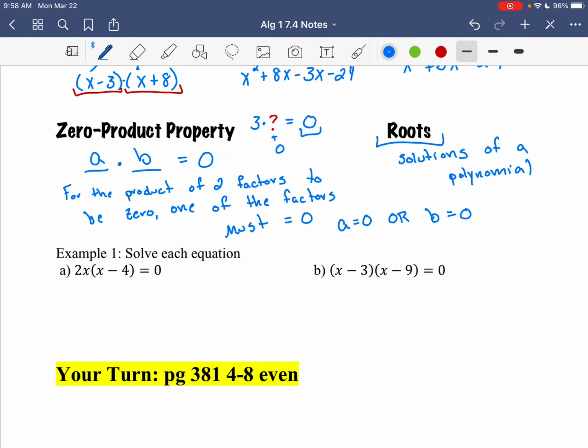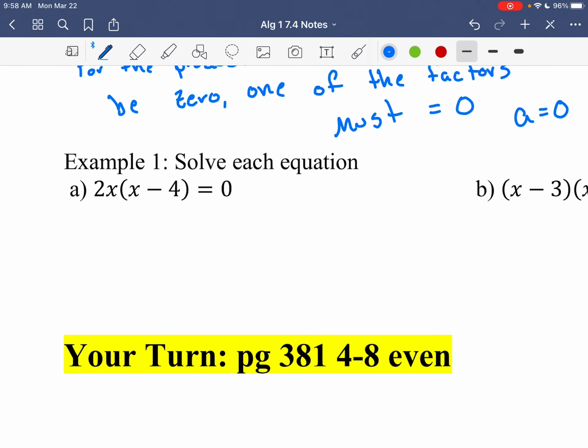For example, here I have, this is in factored form. My two factors are 2x and x minus 4. So 2x and x minus 4 are factors, because I'm multiplying 2x times x minus 4 and equaling 0. So it says to solve. Solve means find the solution or figure out what x's work in here.